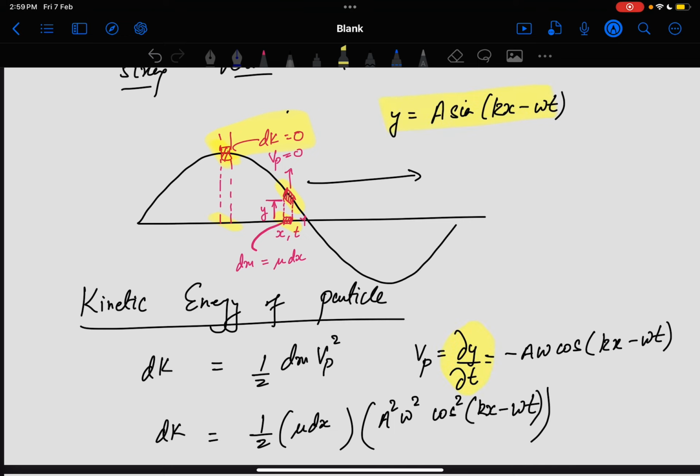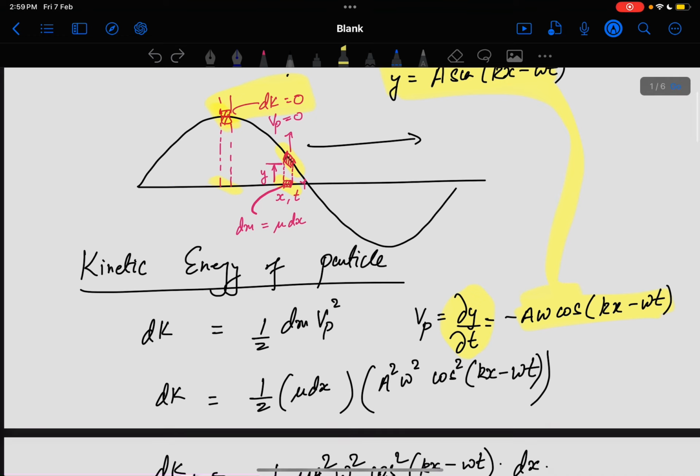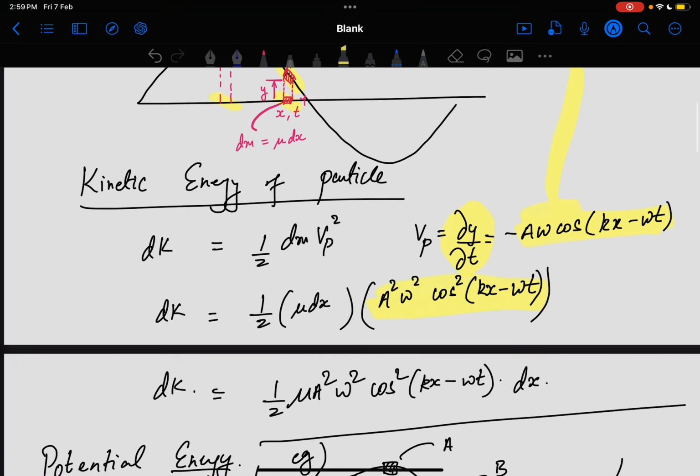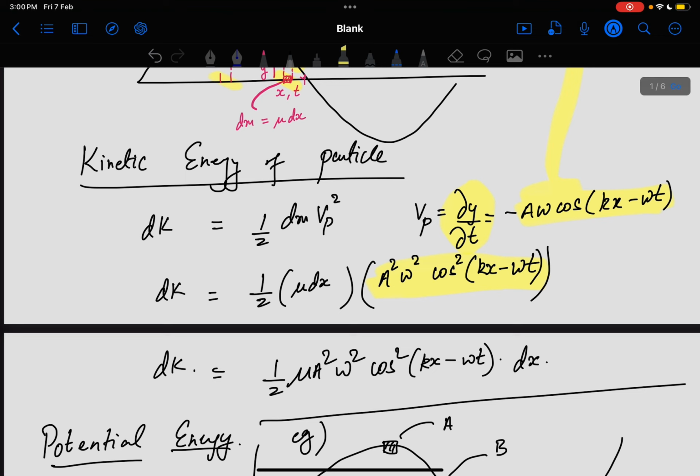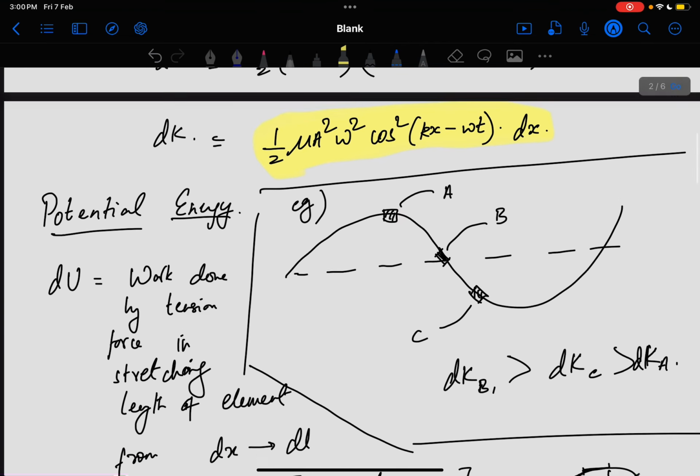So once you differentiate this y, you'll be getting this particular expression. You square it, and we get the value of dK as half mu dx into this vp square, right? You shift the terms, and you get half mu omega square cos square of (kx minus omega t) dx, right? This is the kinetic energy of a small element of this string.